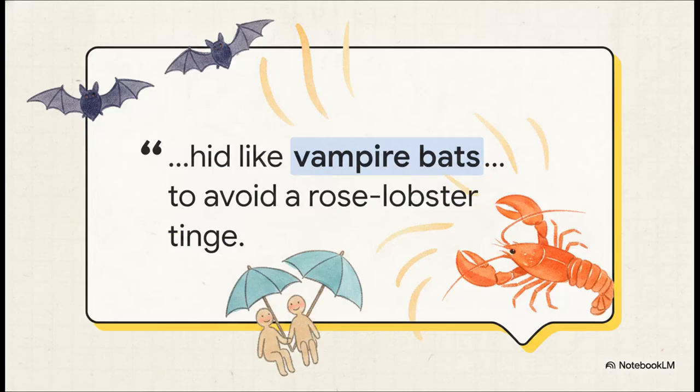But look at how our student writer handled it. They didn't just describe the sun, they described the people reacting to the sun. They wrote that beachgoers hid like vampire bats from the full glare of the sun, hoping to avoid adding a rose lobster tinge to their skins. Spotlighting these vivid metaphors instantly elevates the prose. Comparing ordinary sunbathers hiding under parasols to vampire bats and an impending sunburn to a rose lobster tinge, that paints an immediate, highly relatable, and frankly hilarious picture in the reader's mind. You just instantly understand the intensity of the light.